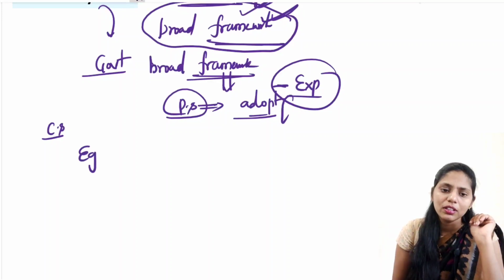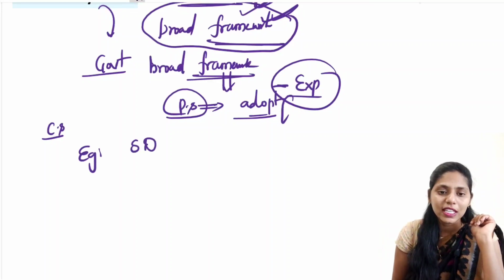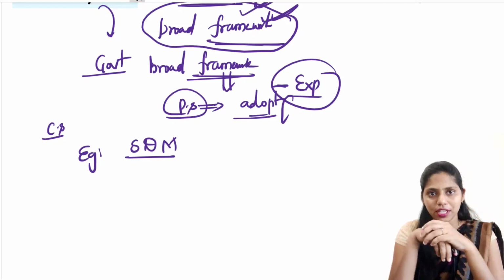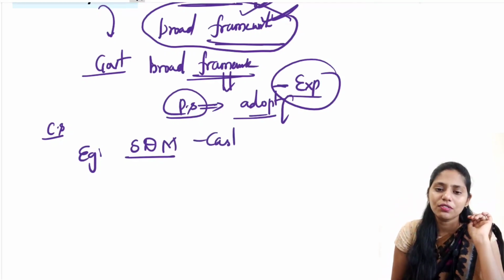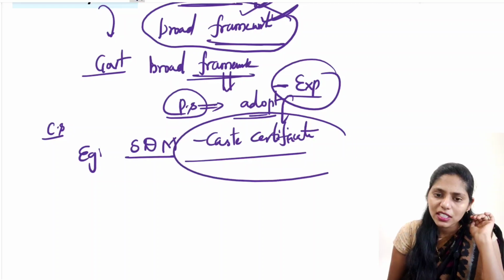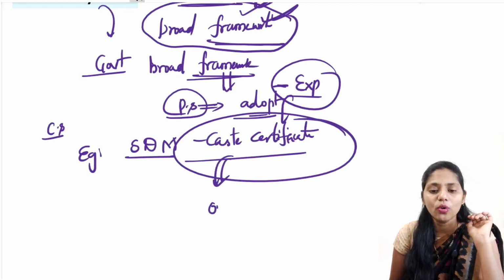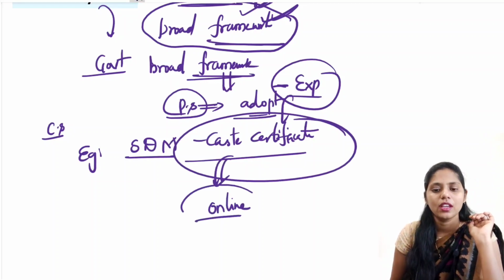So for example, suppose you are an SDM, that is, sub-divisional magistrate. Your task is to provide caste certificates. So here you are given a task, that is, you have to provide caste certificates, and these caste certificates should be provided only through online.